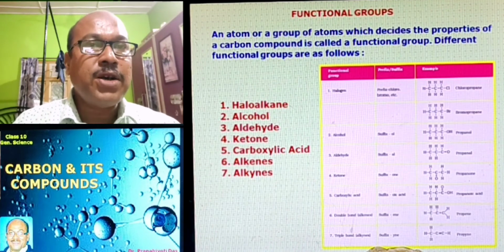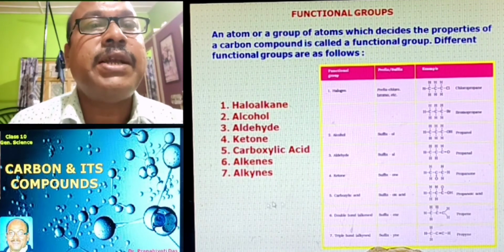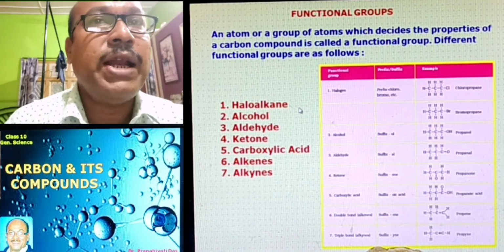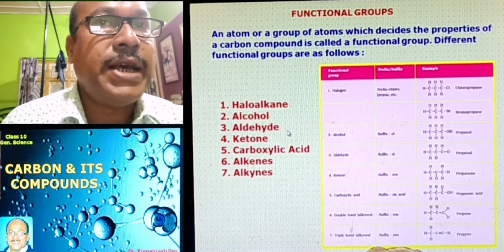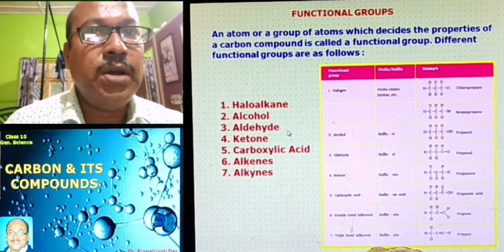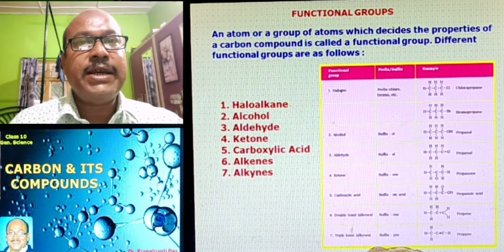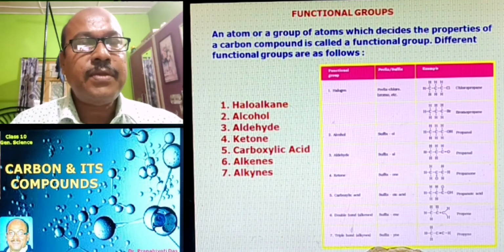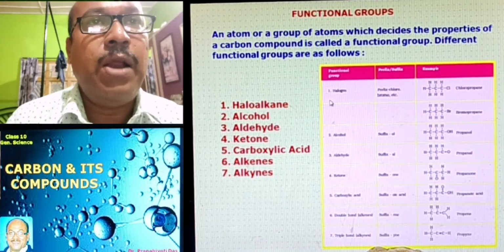There are different functional groups, and these are given here on the left hand side. You can see these are haloalkanes, or halogens. Second is alcohol, third is aldehyde, fourth is ketone, fifth is carboxylic acid. Mainly these are then alkenes and alkynes. We will try to understand this. First is halogens, or haloalkanes.